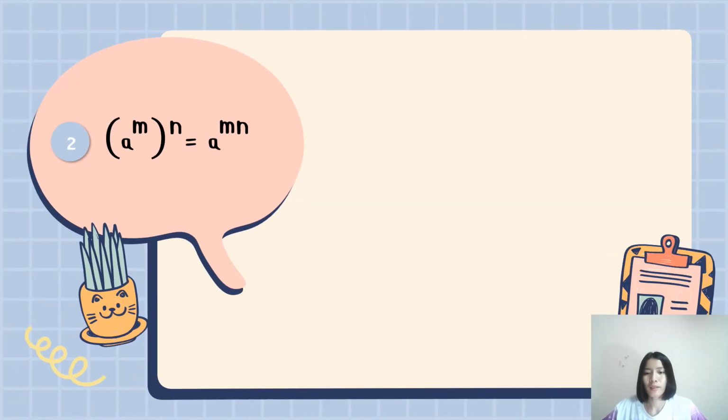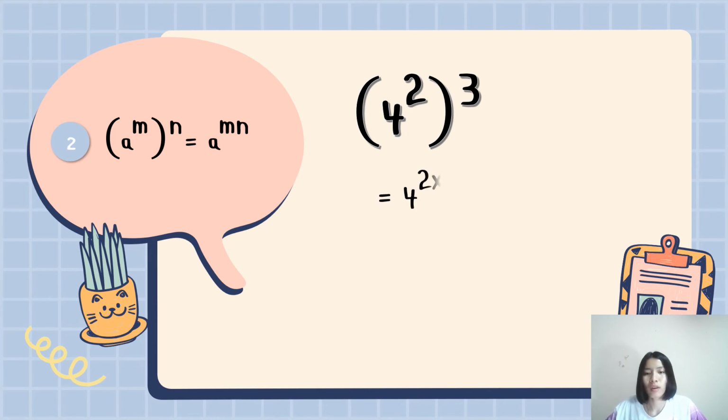Now let's have an example to further understand this law. So if you have 4 to the power of 2, to the power of 3, it will become 4 to the power of 2 times 3. Therefore, the equation will become 4 to the power of 6. This is equal to 4096.